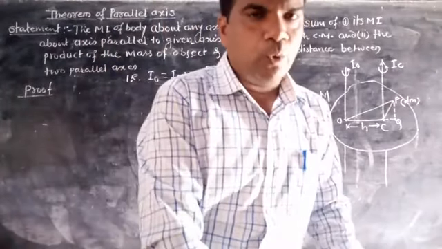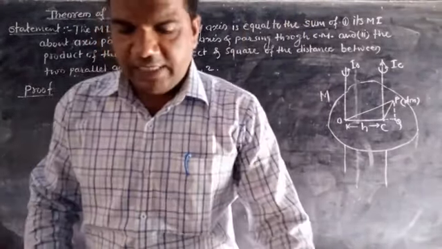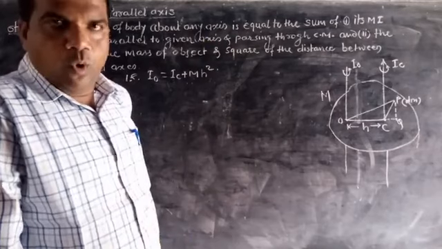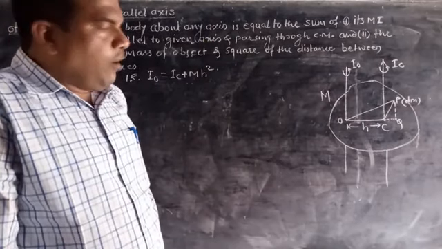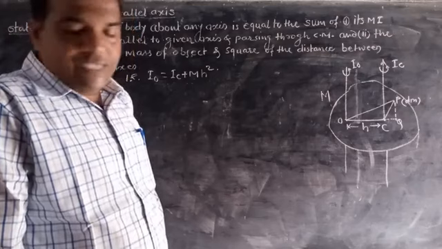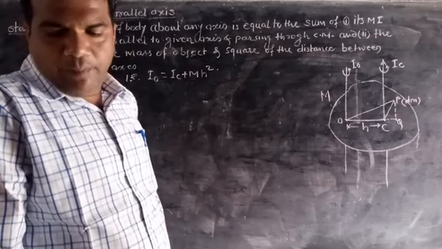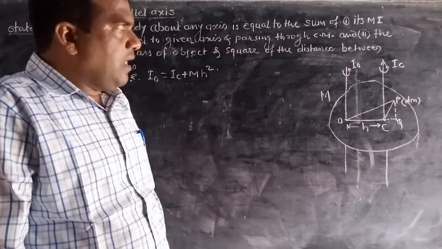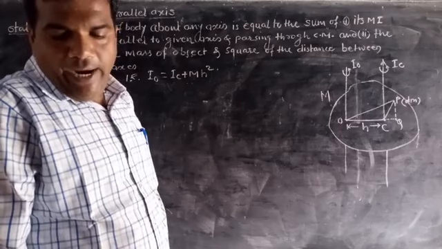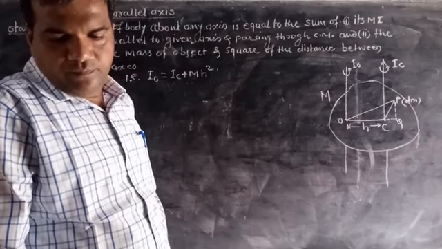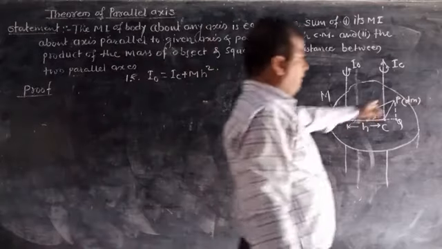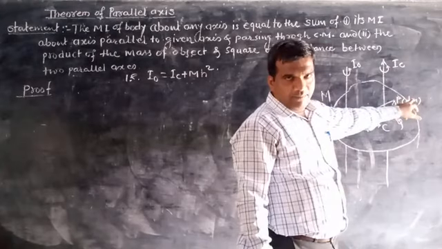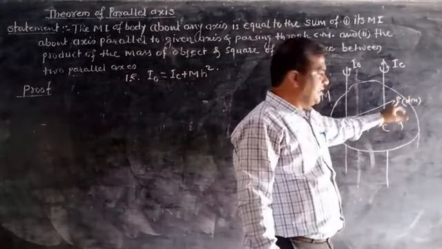Now here we have to prove this theorem of parallel axis. So we consider a rigid body of mass M rotating about an axis passing through O. Let C be the center of mass, M be the mass of the body, h be the distance between the two parallel axes, and IO and IC be the moment of inertia about an axis passing through point O and C respectively. Now we consider a small element P of mass dm at distances OP and CP.